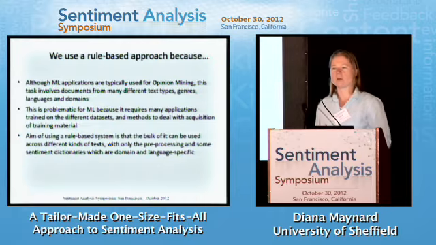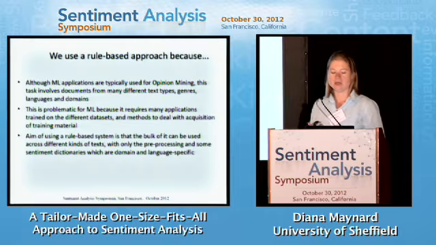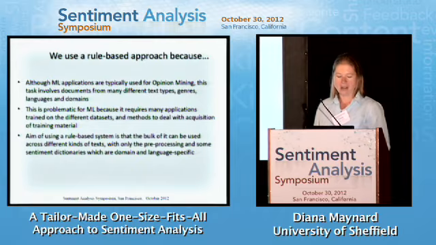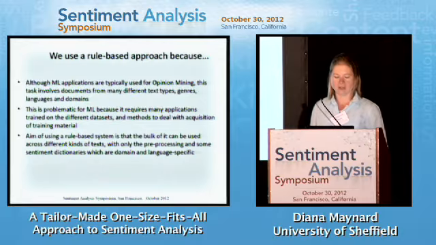So we use a rule-based approach, and the reason for this is mainly because although typically machine learning applications are used in opinion mining, the task at hand involves documents, as I said, from many different text types, genres, languages, and domains. And this is problematic for machine learning because it requires lots of applications trained on all the different data sets or methods to deal with acquisition of training material. So we aim to use a rule-based system. So the bulk of it can be used across different kinds of text with only the pre-processing and some sentiment dictionaries and so on, which are domain and language specific.